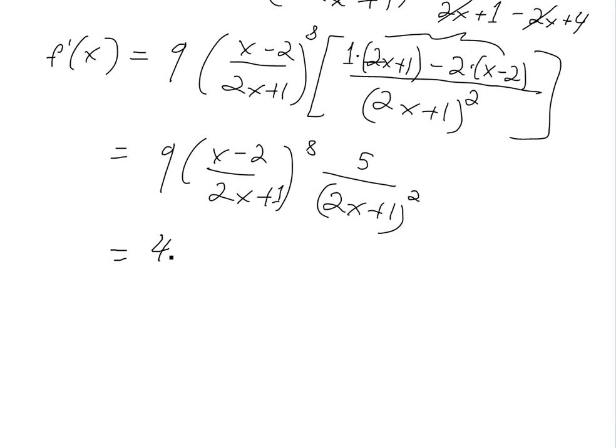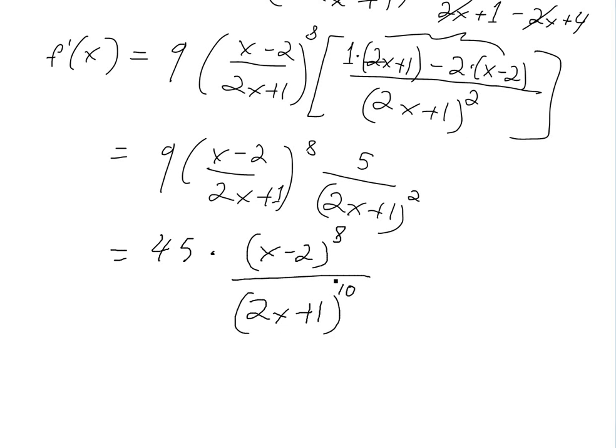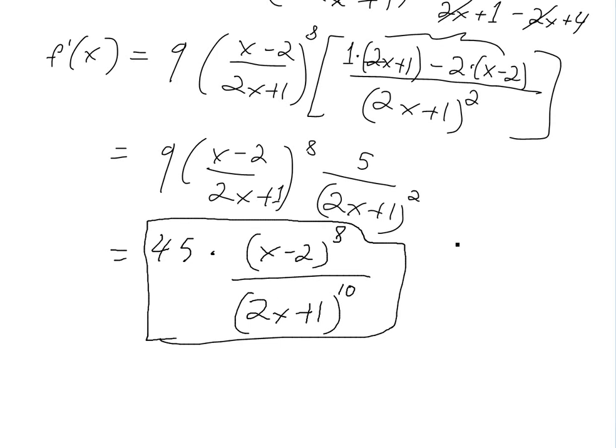So we're going to have 45 times, well, the bottoms are the same, so we're just going to have x minus 2 to the 8. And then this one, we just put them together. It's 2x plus 1 to the power of 10. So we put these together, this is 2, that's the power of 8. So basically that's our derivative.